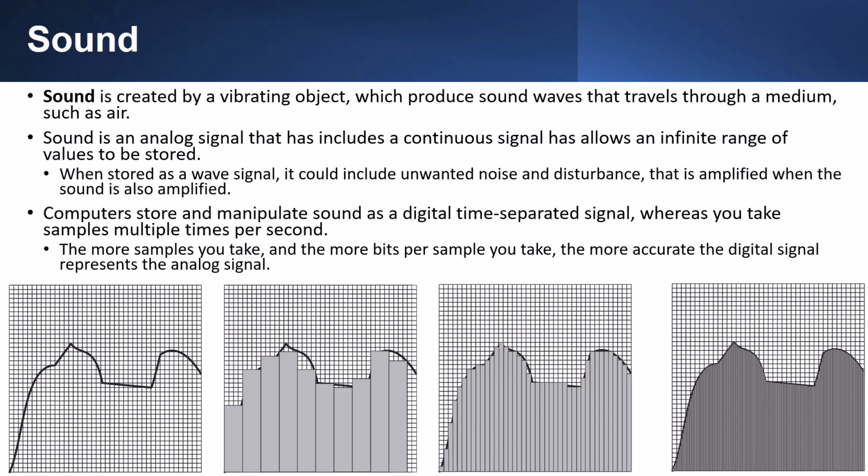Sound is created by a vibrating object which produces sound waves that travel through a medium such as air. Sound is an analog signal that includes a continuous signal that allows an infinite range of values to be stored. When stored as a wave signal, it could include unwanted noise and disturbance that is amplified when the sound is also amplified. Computers store and manipulate sound as a digital, time-separated signal, whereby you take samples multiple times per second. The more samples you take, and the more bits per sample you take, the more accurately the digital signal represents the analog signal.